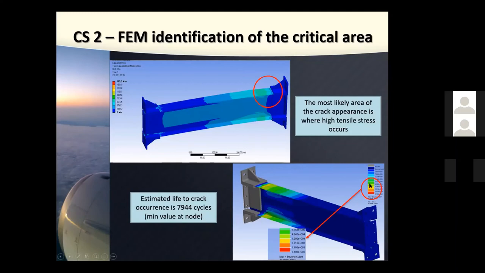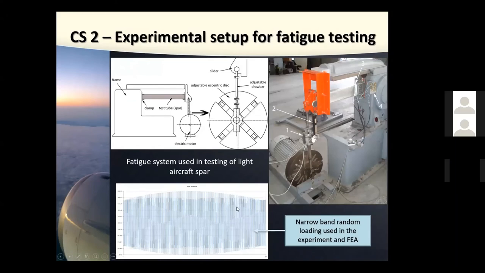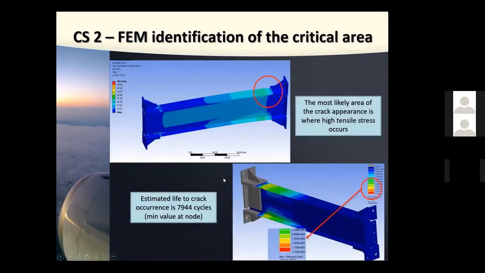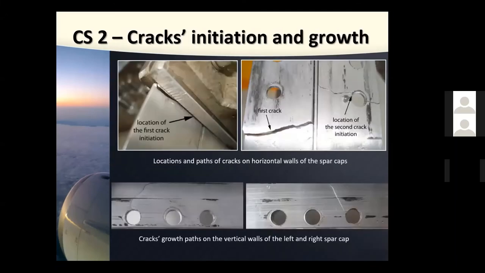But here, according to this image, in this area very close to the support, the crack will occur between, let's say, 4,000 and 30,000 cycles of this narrow band random loading. And we said, okay, we'll get a crack after approximately maybe 10,000 cycles, that's okay, and then we can analyze the crack growth. And in reality, this is what happened.